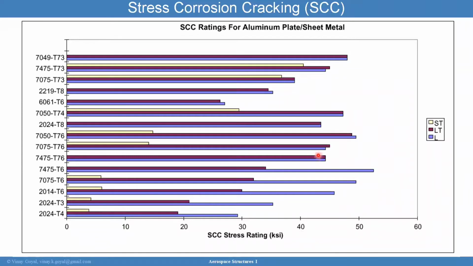You can see here the short transverse, the long transverse, and the longitudinal direction of the grains. And what you see here is L gives you really nice performance compared to the other two grain orientations for stress corrosion cracking. The second observation is that these aluminums in the L direction give you really nice performance when it comes to that.